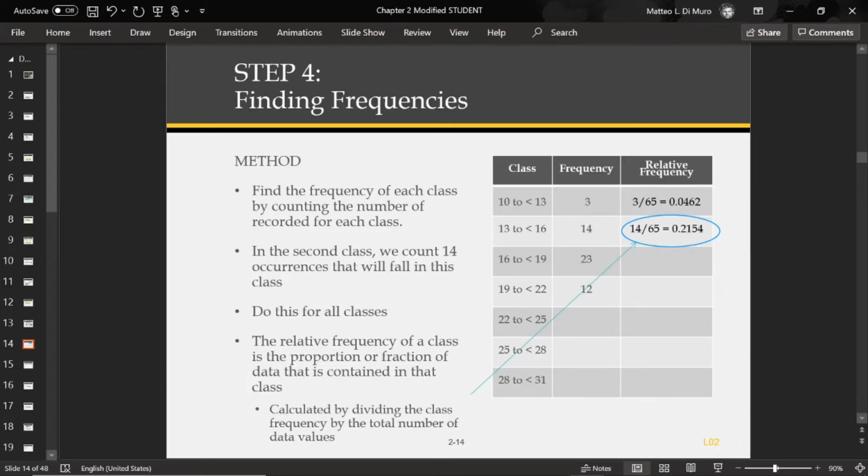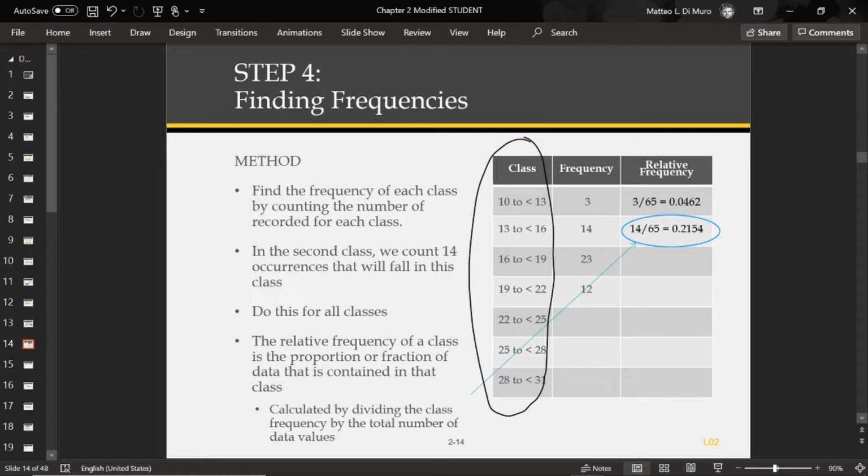Now you're going to make a table that just has your classes in it. So that's this right here, what we just did. Then the frequency: how many data points are in the class that starts on 10 and goes to less than 13? So not actually including 13, in our case 10, 11, 12. So how many 10s, 11s, and 12s are there in our data set?